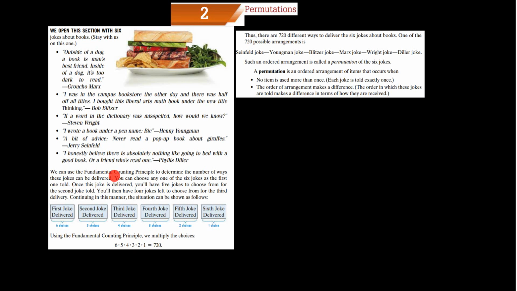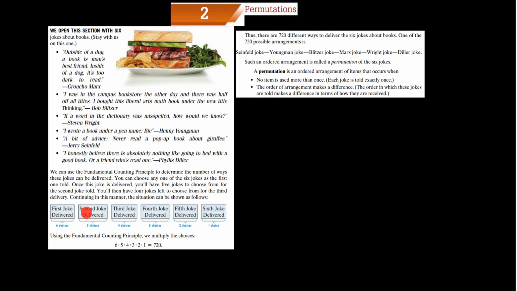So we can use the fundamental counting principle that we did in the previous section to determine the number of ways these jokes can be delivered. All right, so you're a stand-up comedian and you decide to steal jokes from everybody. And we can figure out how many different ways we can tell these jokes in what order. You can choose any one of the 6 jokes as the first one told. And then once this joke is delivered, we'll have 5 jokes remaining to choose from. And then once that's told, we have 4 jokes remaining, and we can go all the way down to the last one.